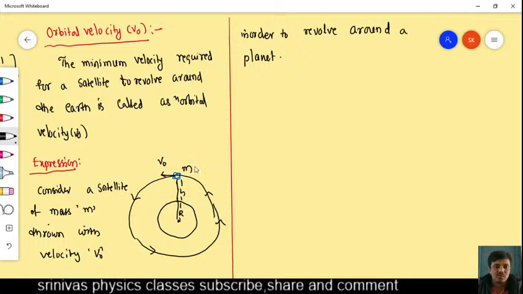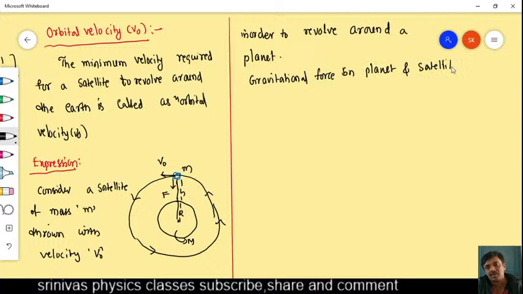Then in order to revolve, what is required to move in the circular path? Centripetal force is required, right? But the Earth attracts the object towards the center. That means in this case the gravitational force between planet and satellite will be there. In order to move in the circular path, centripetal force is required.